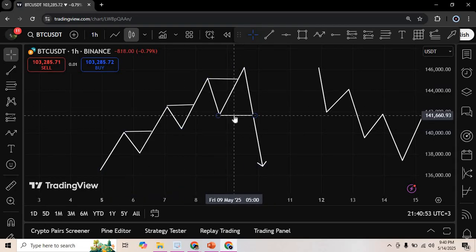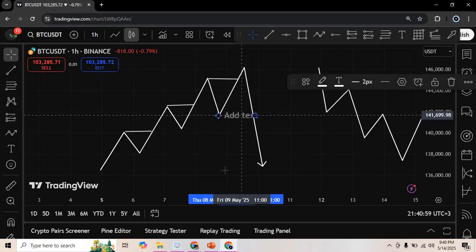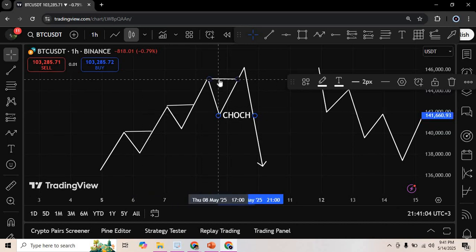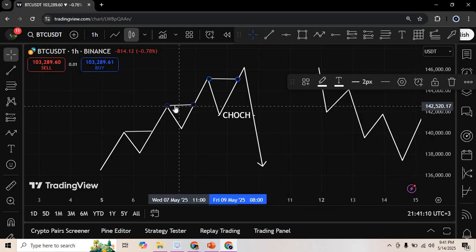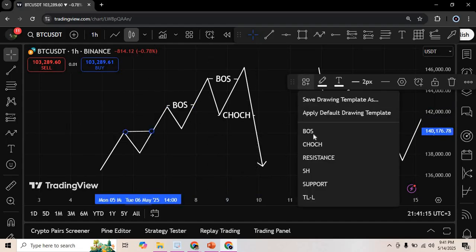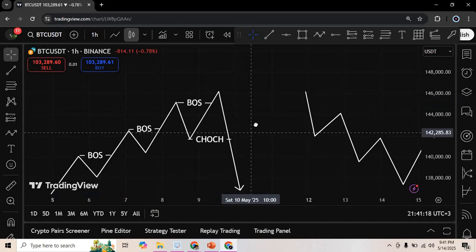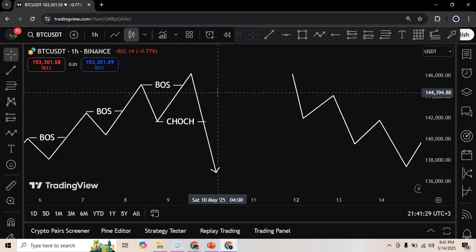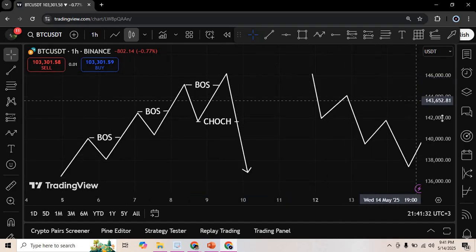So this one right here is change of character. Yes, or what else do we call it? Another name for change of character? Market structure shift. Yes, a market structure shift. So this one is a break of structure, and this is also a break of structure. So we are being told that a Quasimodo pattern is a combination of a stop hunt and a market structure shift.